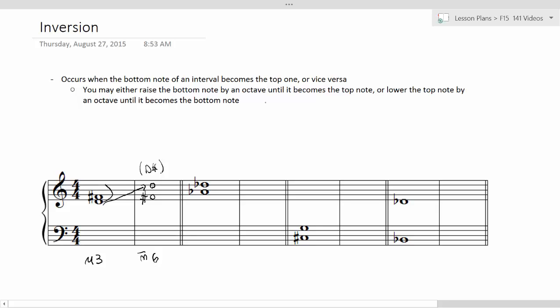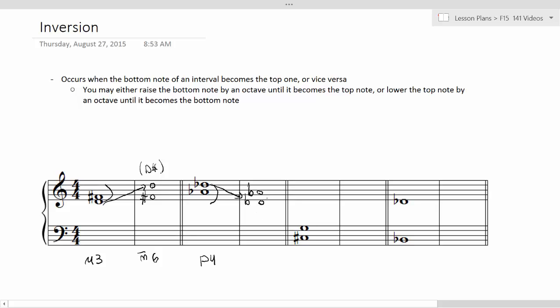Let's try the other strategy up here, where it says we can lower the top note by an octave until it becomes the bottom note. Let's try that with this one. Here we've got a perfect fourth. This time I'm going to take the D flat that's on top and make it the bottom note. I'll rewrite my A flat over here, and then the D flat is going to come down here, like that. It went down an octave and became the bottom note.